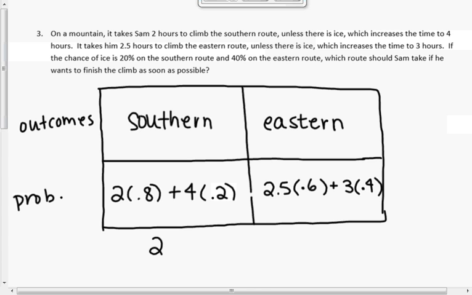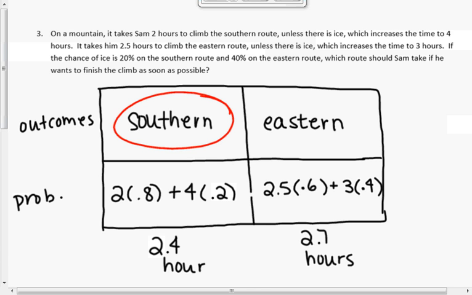You should be saying that he could expect to spend 2.4 hours hiking the southern trail, whereas the eastern trail, he would expect to spend 2.7 hours. So if he doesn't want it to take very long, he's going to want to pick that southern trail. Even though 4 hours is more than 3 if there were to be ice, there's only ice 20% of the time. So you can probably expect it's only going to take somewhere around 2.4 hours.